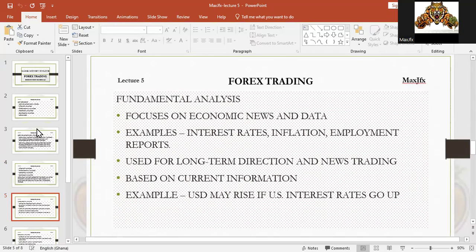All right, so the next slide talks about the fundamental analysis in detail. The fundamental analysis focuses on economic events and data. Examples are interest rates, inflation, and employment reports. These are used for long-term direction and news trading, based on current information. For example, USD may rise if US interest rates go up.